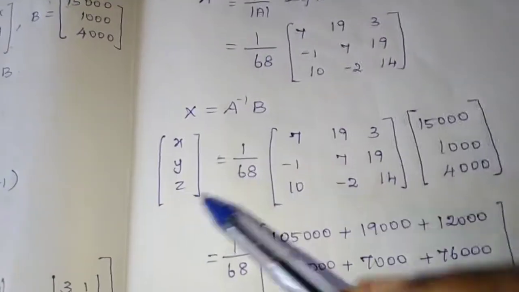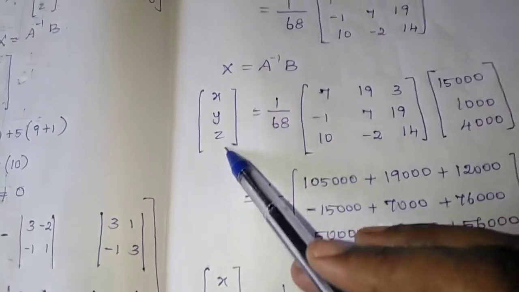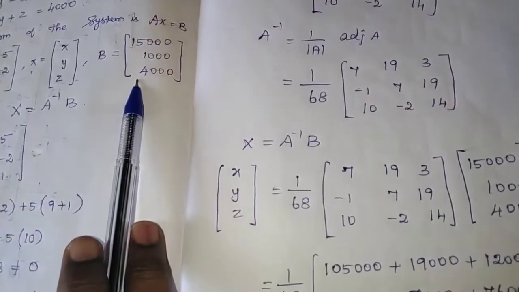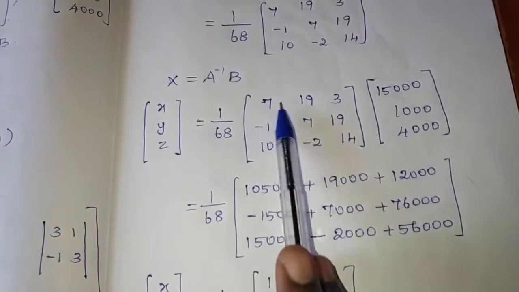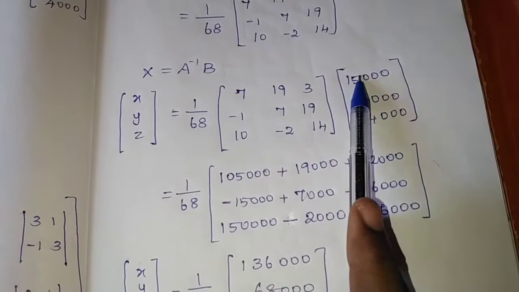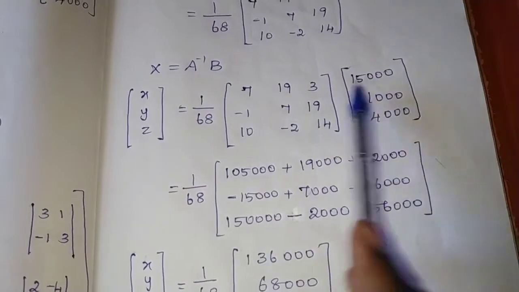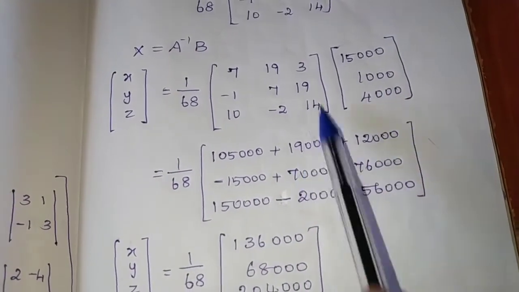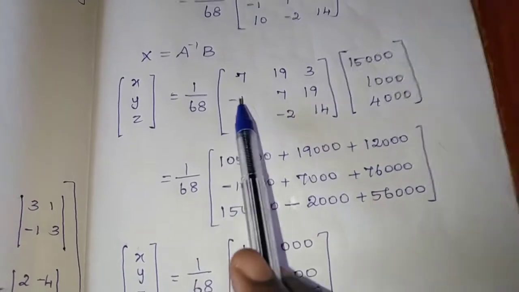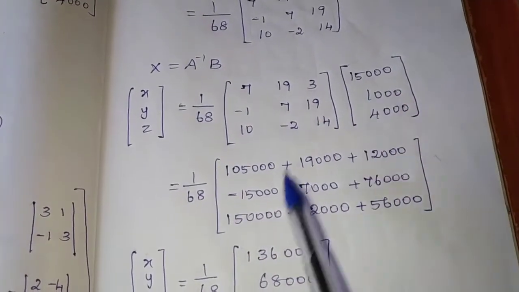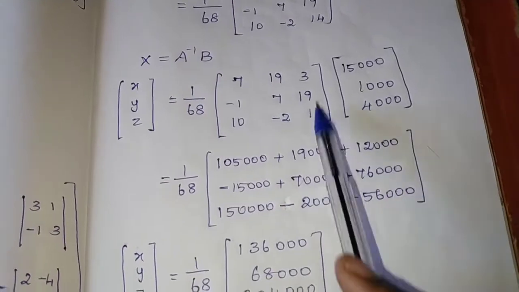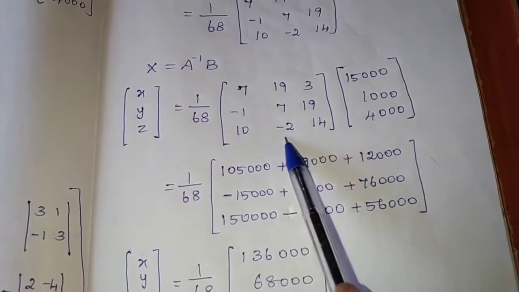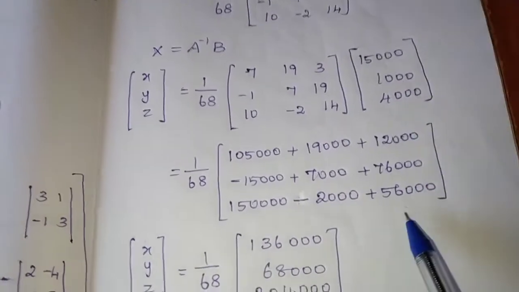X equal to A inverse B. X equal to the unknowns x, y, z. A inverse value, right? B value 15,000, 1,000, 4,000. Now multiply row by column. Simplify, 7 into 15,000, 1 lakh 5,000, plus 19 into 1,000, 19,000, 3 into 4,000, 12,000. Similarly, multiply minus 15,000, here plus 7,000, plus 76,000. Here 1 lakh 50,000, minus 2,000, plus 56,000.